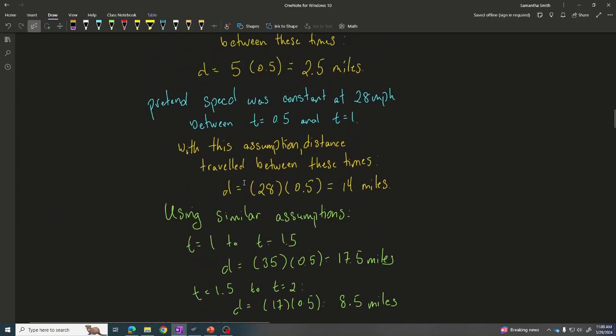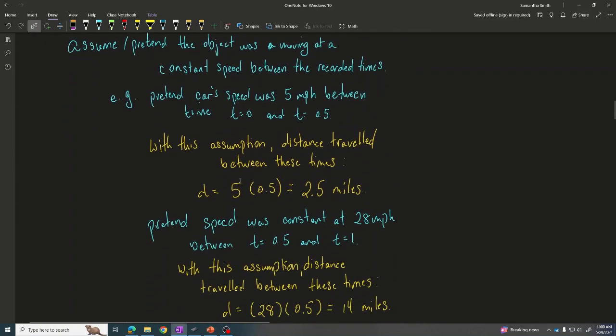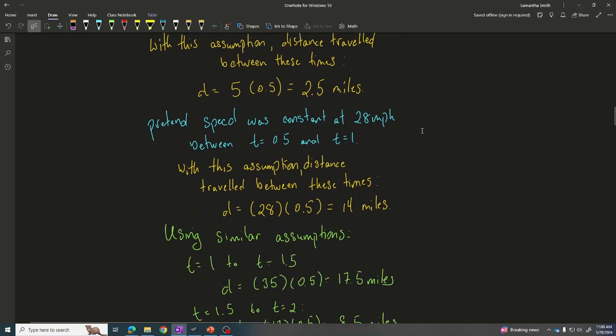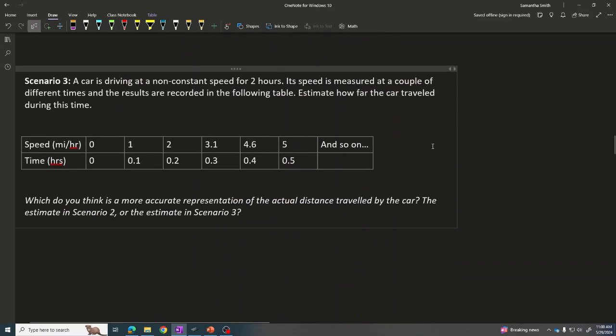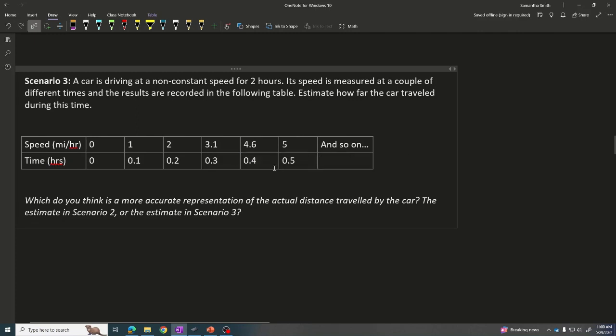If you make assumptions like that, assuming that the car's speed is constant for certain periods of time, then you can do the same kind of idea that we did in the previous scenario. Multiply the speed of the car by the amount of time that the car moved at that speed, using the dirt equation, to get the distance traveled by the car during that period of time. And then you can add together all those little bits of distance traveled, and the sum of those distances would be an estimate for the total distance traveled by the car.